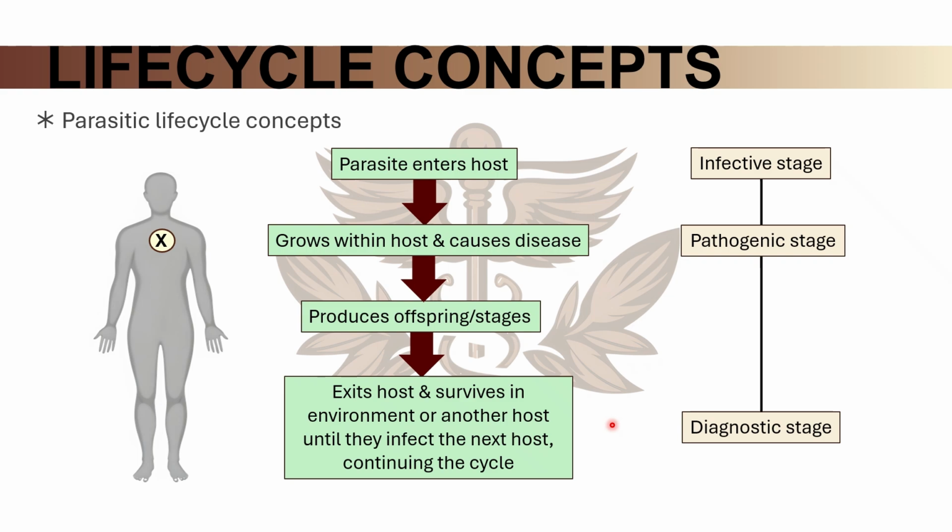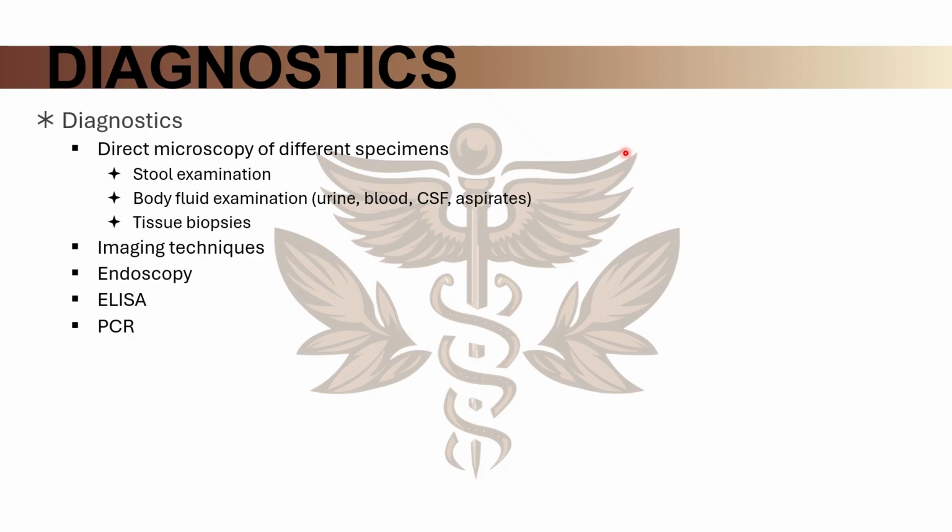There are many ways the parasite can leave the human body, for example, via stool, urine, and sputum. We can use the samples excreted from humans to detect which parasite they're infected with. This stage is called the diagnostic stage. Very briefly, there are several lab methods we can use to diagnose the patient, but keep in mind that not every method can be used to detect every parasite. We can take samples from stool, urine, blood, cerebrospinal fluid, aspirates, or tissue biopsies. There's also imaging techniques, endoscopy, ELISA, and PCR.